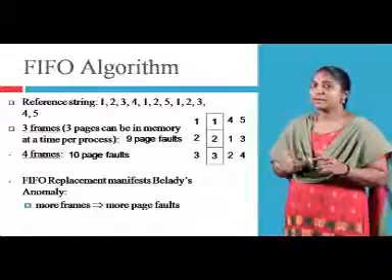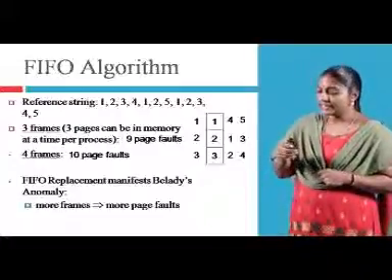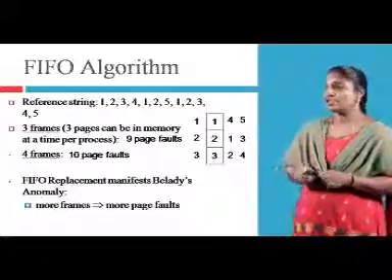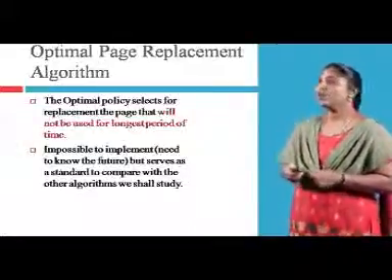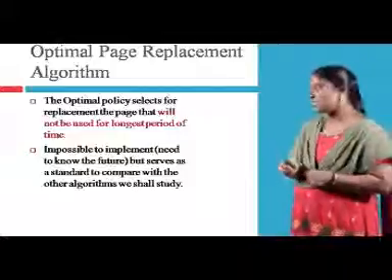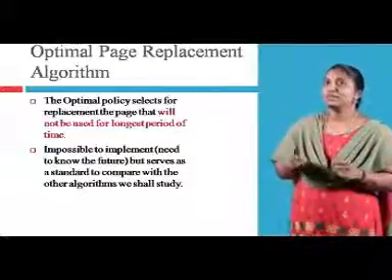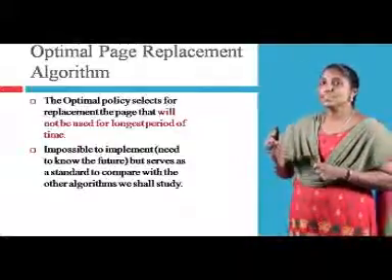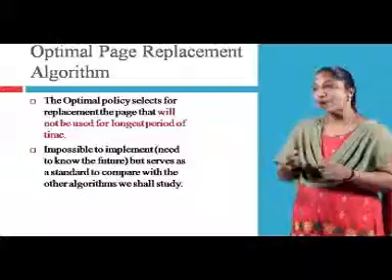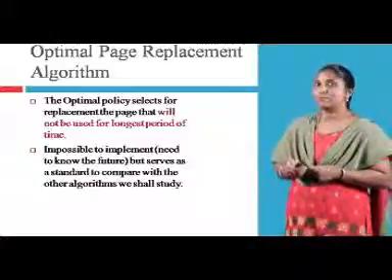So the number of frames increases, the page faults also increase. This is one of the disadvantages of the first in first out method, and it is then replaced by the next algorithm called the optimal page replacement algorithm. The optimal page replacement algorithm is also used for replacing pages, but it will choose the page which is not used for the longest period of time. That is the main concept of optimal page replacement.